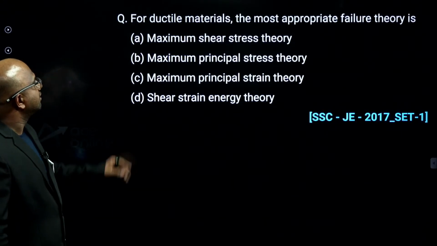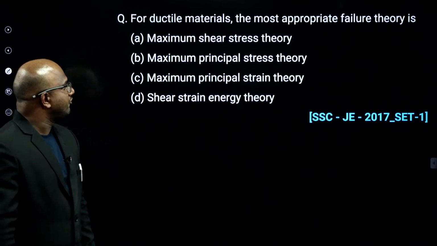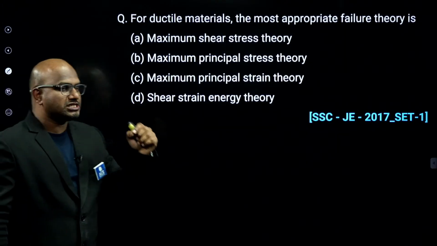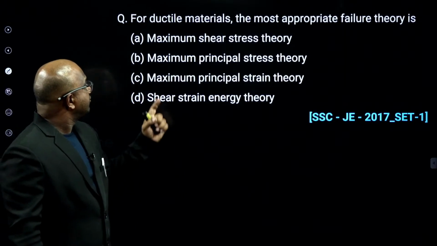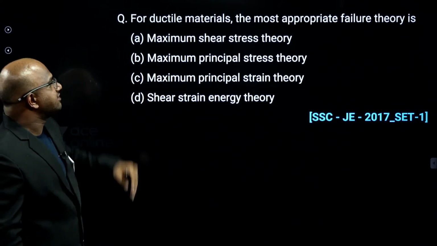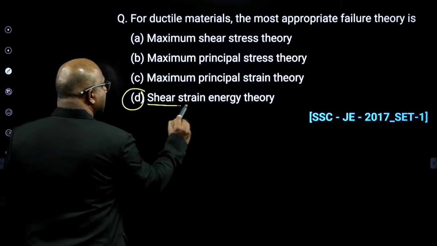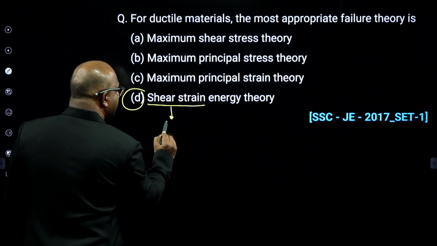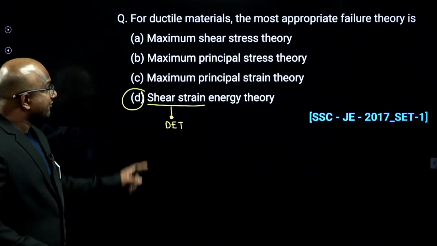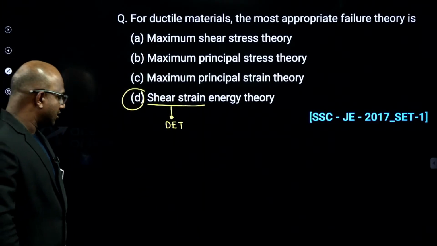Clear? Next. For ductile materials, the most appropriate failure theory is, just now we discussed, guys, distortion energy theory. If it is given, first you have to choose distortion energy theory, guys. And then the second one is maximum shear stress theory. The most appropriate one is shear strain energy theory, because another name for distortion energy theory is what exactly? Shear strain energy theory. If this is not given, then you can choose maximum shear stress theory, guys. Okay, next.